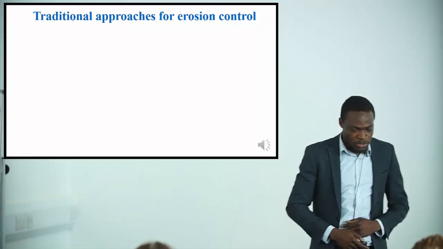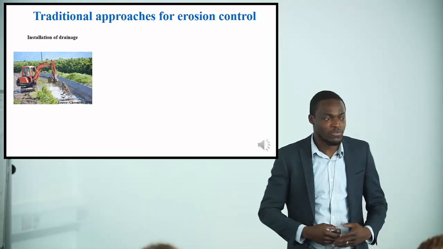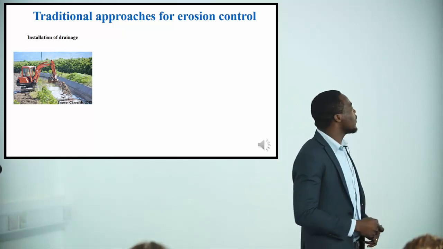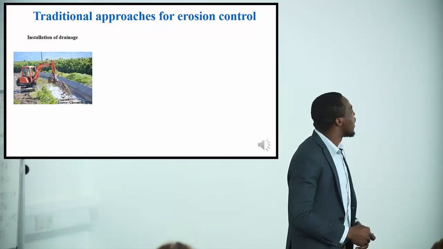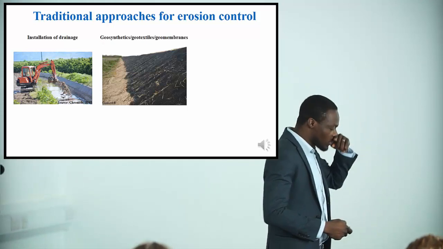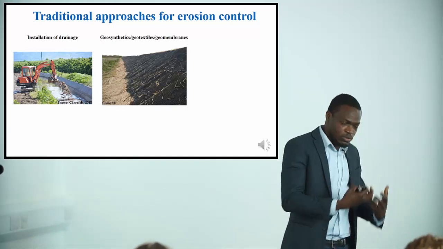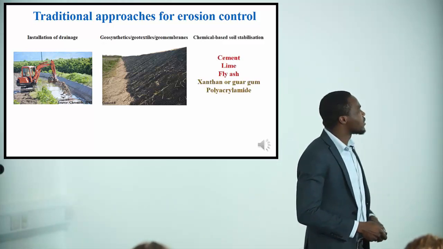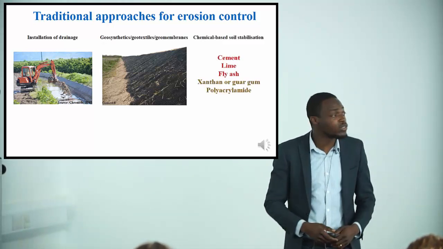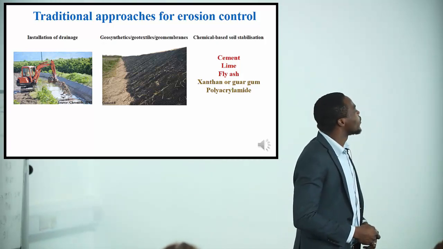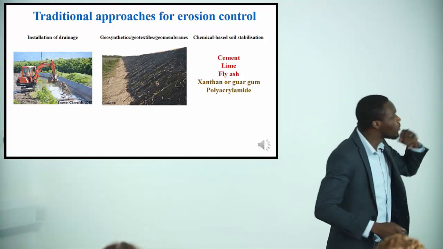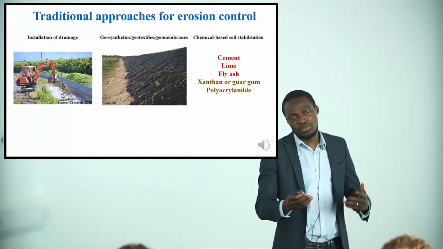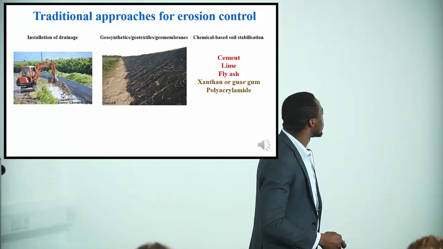And the traditional approaches that have been used before now have been found to be competent and have done quite well so far, but the problem still persists. Some of the traditional approaches that have been used include the installation of drainage to take surface and subsurface water off, the use of geosynthetics and geomembranes for filtration and reinforcement, and also chemical-based soil stabilization using chemicals like cement, lime, fly ash, xanthan gum, and polyacrylamide, which are organic compounds as well.